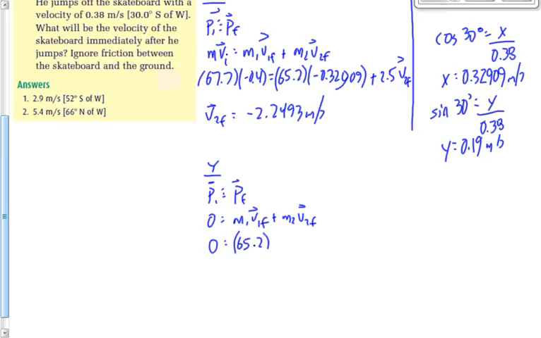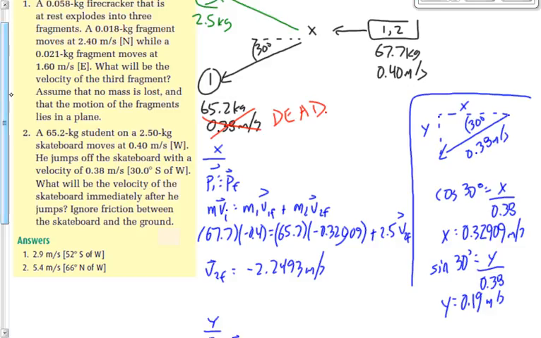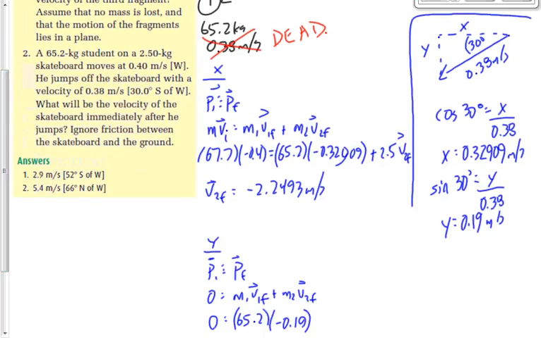Look at what's v1f, sorry, the y component. Good, excellent. Negative 0.1. Negative because it's down, and 0.19 because that was the y component of the 0.38. Did you see what we've done there? Once we got rid of that 0.38, we got the same problem that we've had for all the other ones, right? We just got x's and we just got y's, but we had to get rid of the 0.38.